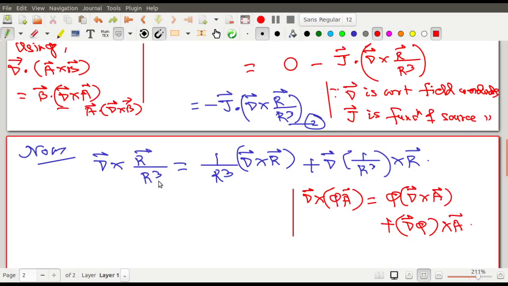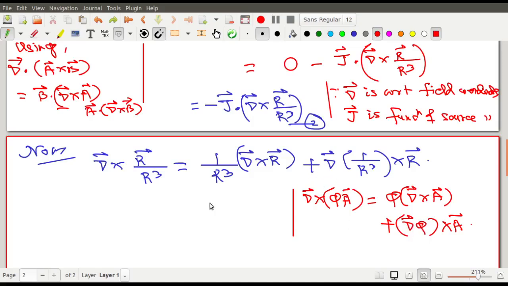The role of phi is played by 1 by R cube, and the role of A vector is played by R vector. Now you check it. So first, phi comes outside, meaning 1 by R cube comes outside, curl of A, that is curl of R, and then plus it is gradient of phi.